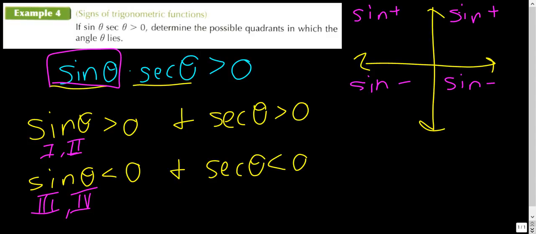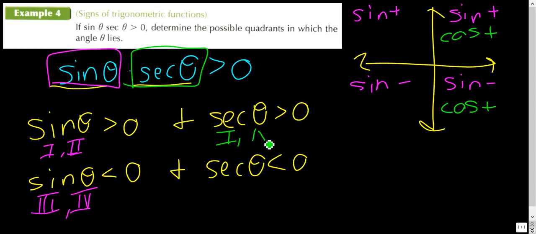When we look at secant, it is 1 divided by cosine, so it depends on the value of cosine. Cosine is positive in the first and fourth quadrants, and cosine is negative in the second and third quadrants. So we've got second and third.